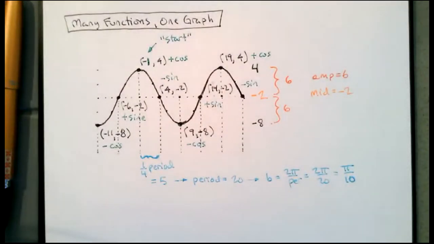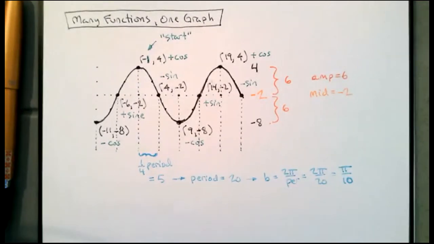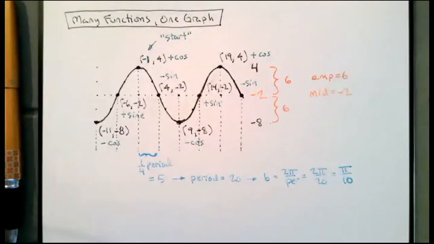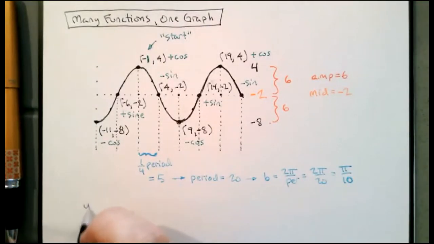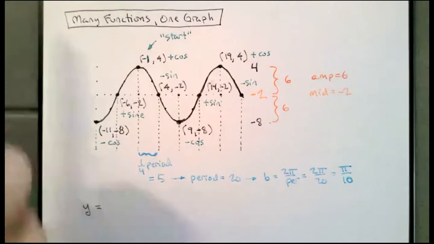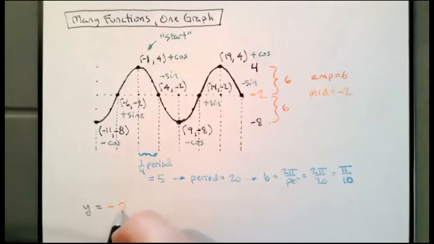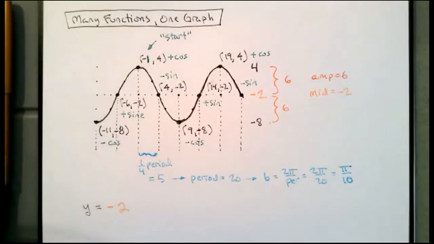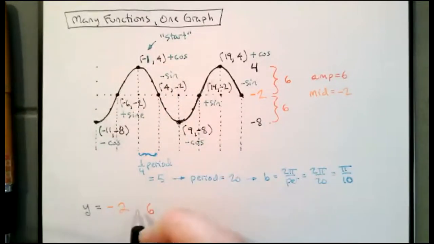Those are the 5 pieces that we need: the middle, the amplitude, the period, some horizontal shift, and which function, and what sign, positive or negative. So if we imagine -1, 4 to be where we're starting, the constant term is always going to be the middle. So we start off with -2. And then we adjust the -2. The amplitude is equal to 6. That's what gets multiplied by, if we're starting off at the top, positive cosine. So it's going to be a positive cosine.